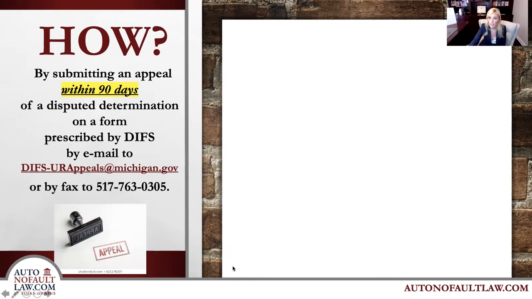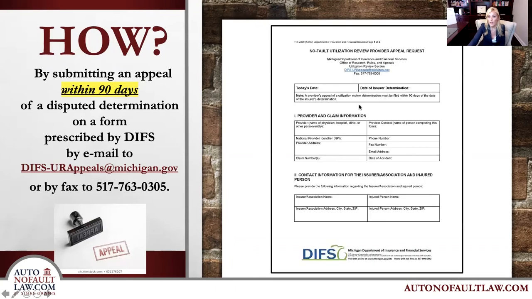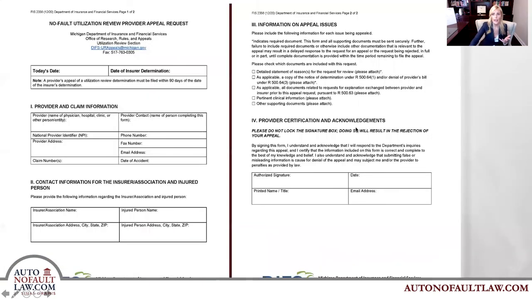And if you do elect to pursue an appeal through DIFS and to fill out and complete that form, you should submit it either by email to this address or by fax to this number, both of which are also identified on the appeal form itself. And I'm sharing with you the first page of that form. We'll turn to our next screen and you can see both pages of this two-page form. The form is called No Fault Utilization Review Provider Appeal Request.